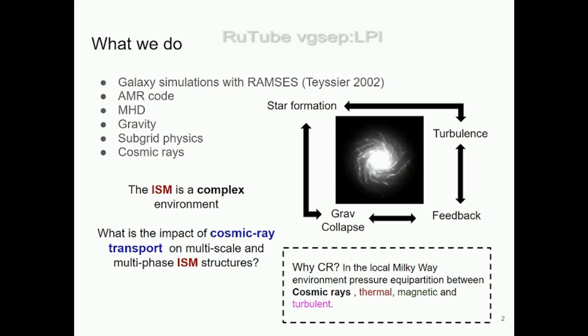Why are we doing this? Basically, if you simplify what a galaxy is, it's a very complex system where gravitational collapse is competing with local pressures. And what observations seem to point out, particularly local observations, is that the typical pressures are more or less in equipartition between thermal, magnetic, turbulent pressure, and cosmic rays. So it's probably a very important ingredient for the evolution of the galaxy to include cosmic rays. So this is why we're doing it.